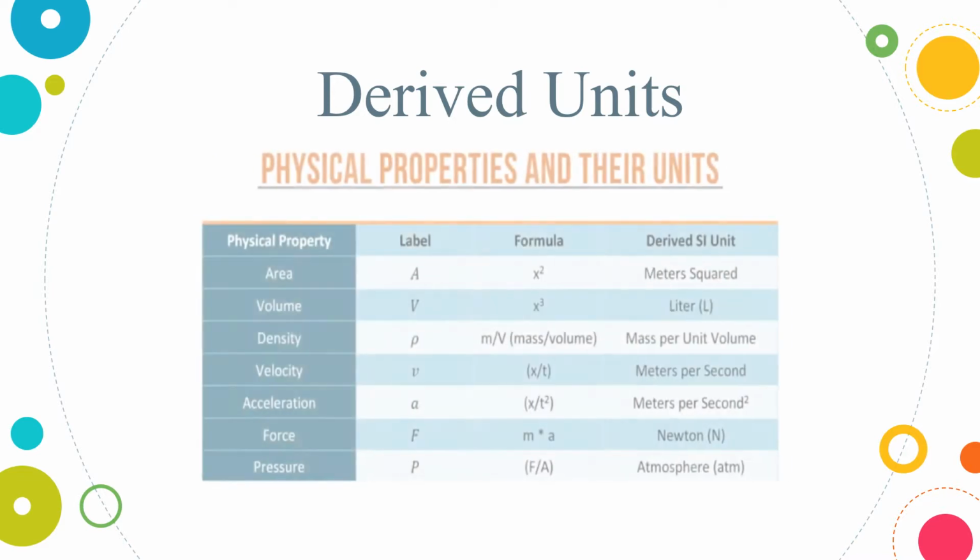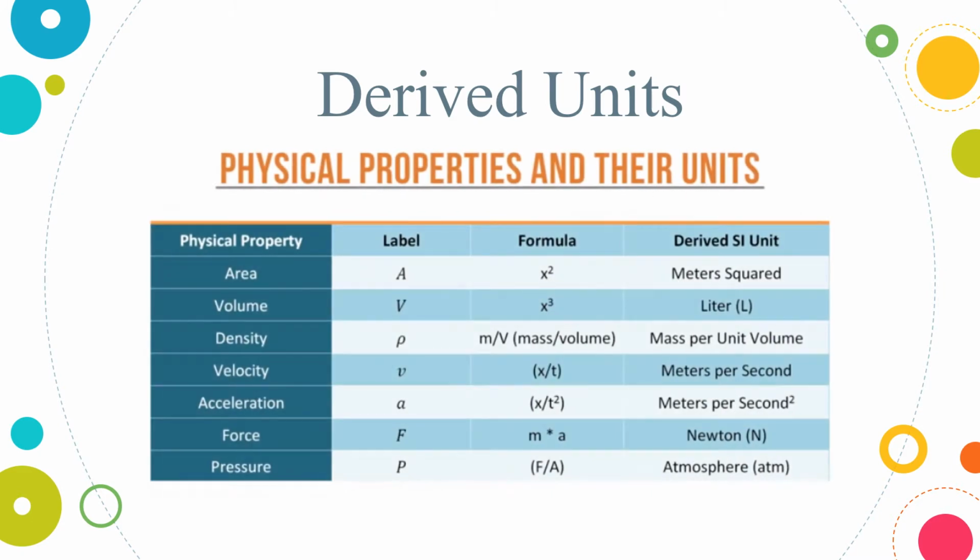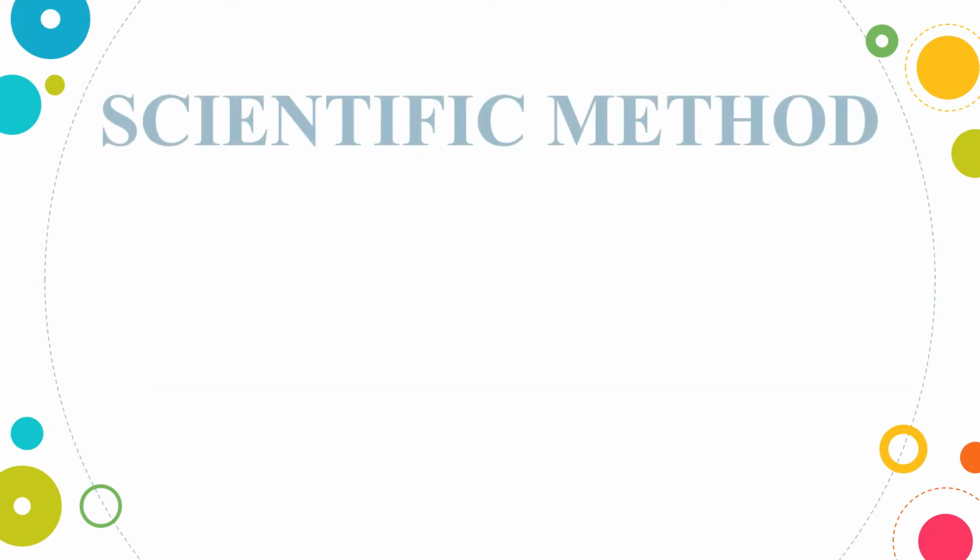You may have noticed that some units of measure have a unique name like Newton or liter, while others have names that are based on their mathematical formula. Also note that some derived units require other derived units in order to be defined, which is the case for density and pressure. Now let us move on to the scientific method.